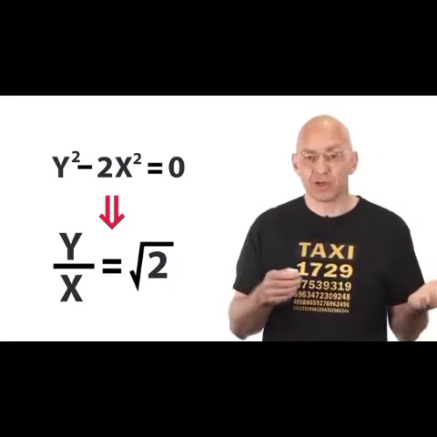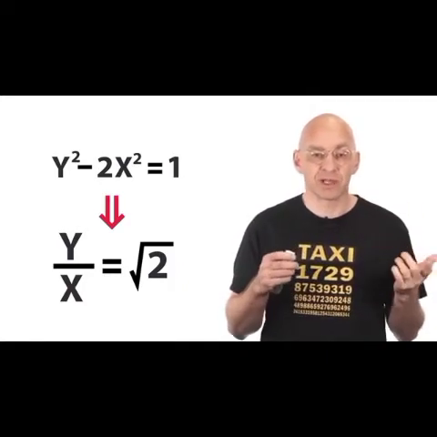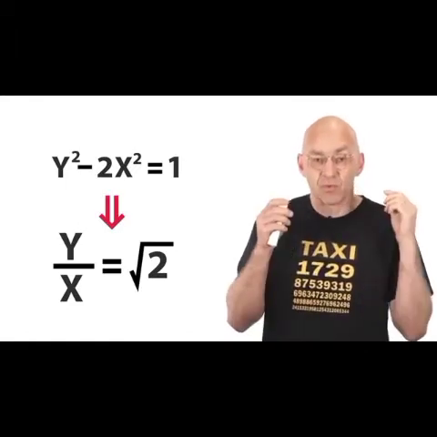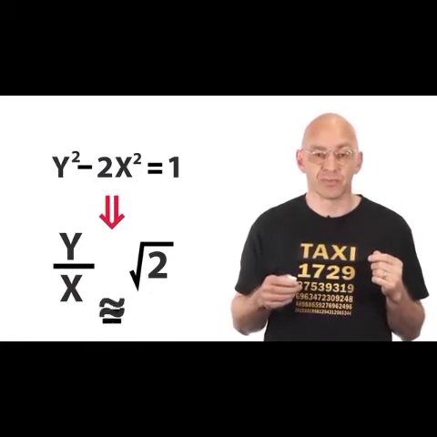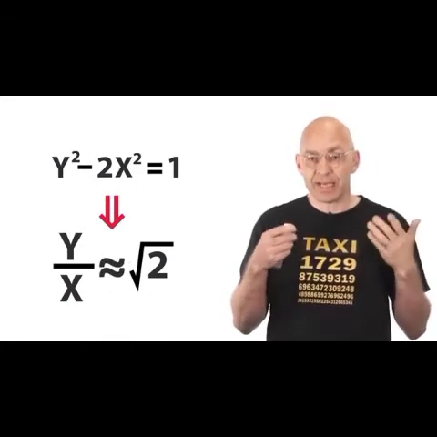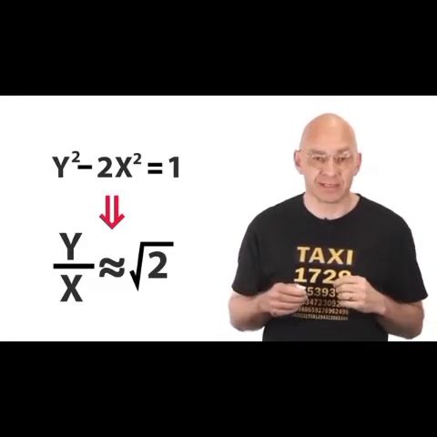On the other hand, going back to the original Pell equation, it's now also clear that if x and y solve that equation, then y over x will be approximately equal to root 2. And the larger the x and y, the better this approximation will be. Let's see how that works in practice.